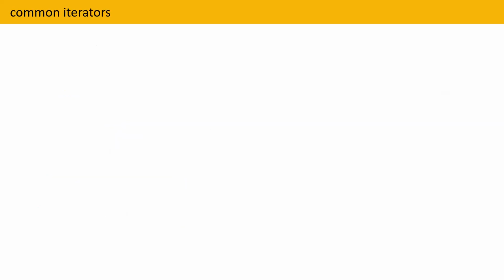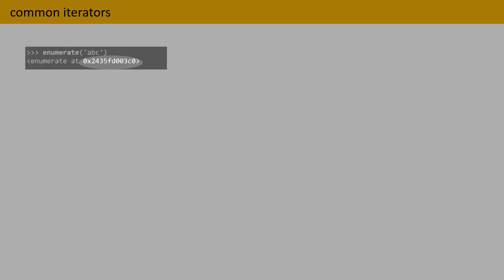Many functions in Python return iterators. Here we will look at some examples for the most common ones. Let's start with enumerate. Enumerate takes any iterable, and strings are iterables, and adds an index to the elements of the iterable. Iterators are lazy and don't do anything until next is called. So if we call enumerate for a string, we get back the address of the iterator object, but nothing else.